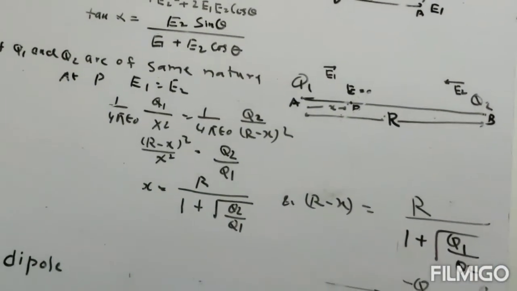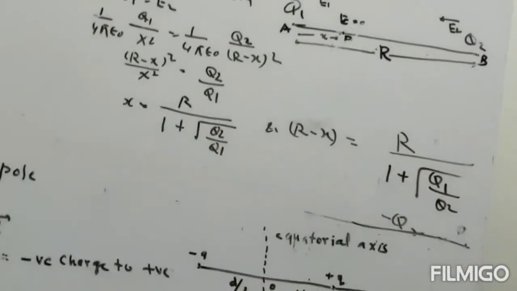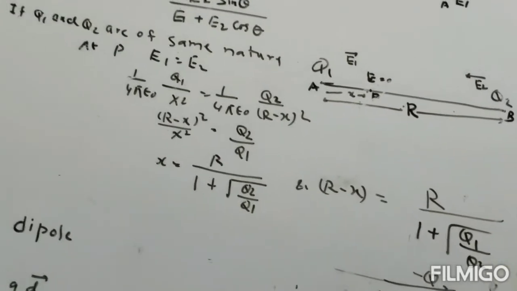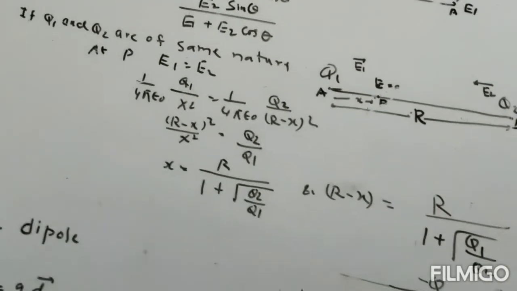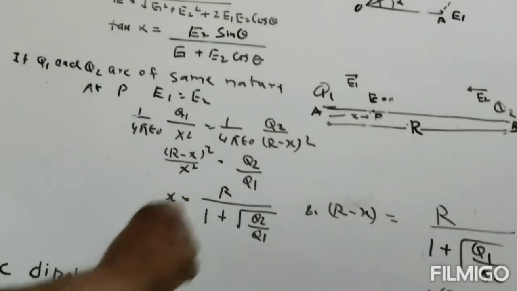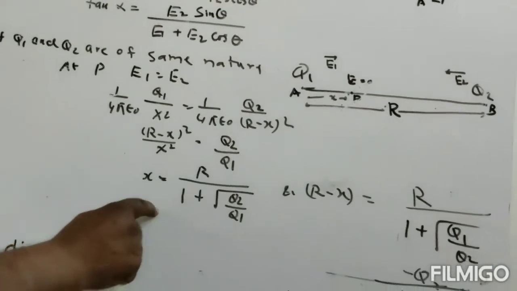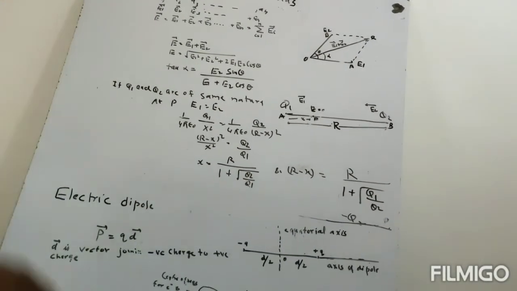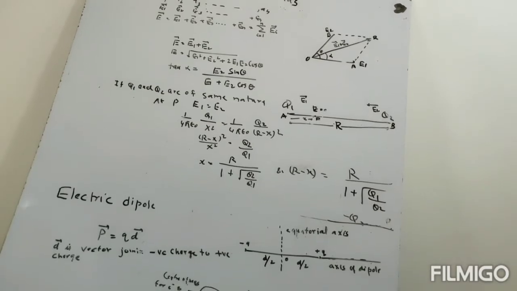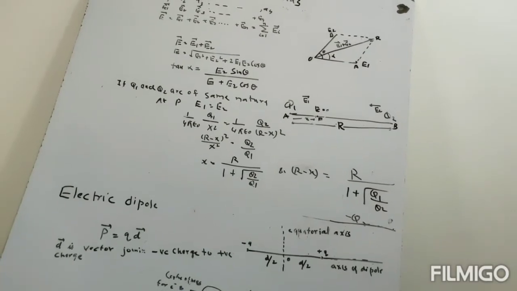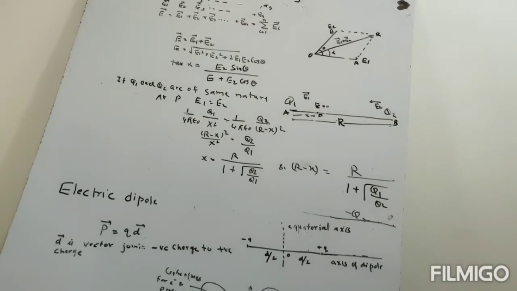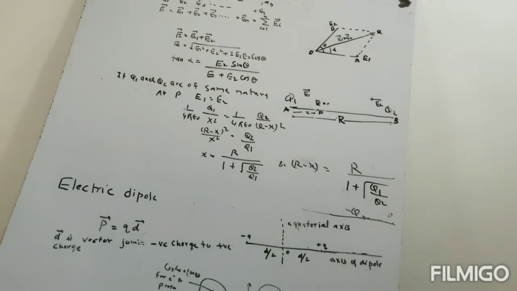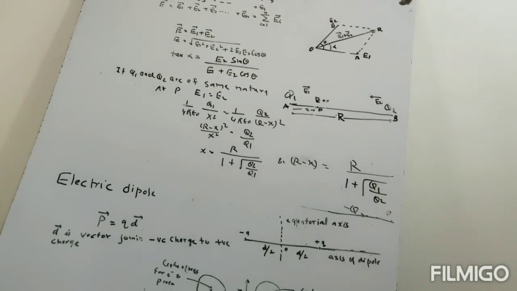Now if Q1 and Q2 charges are equal, then what is the position of P? If Q1 and Q2 are equal, then x will be equal to r divided by 1 plus 1, that is r by 2. So if the two charges are equal in magnitude and of the same charge, then the point of equilibrium will be at the center.